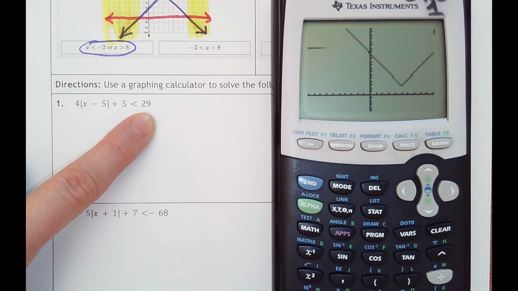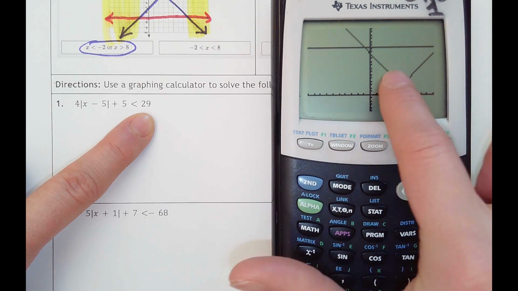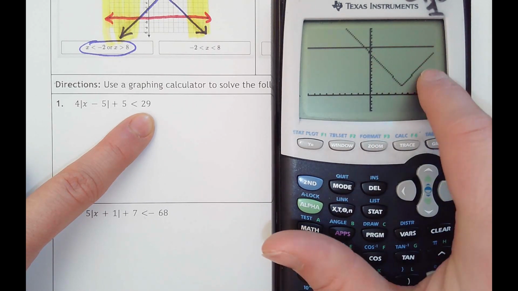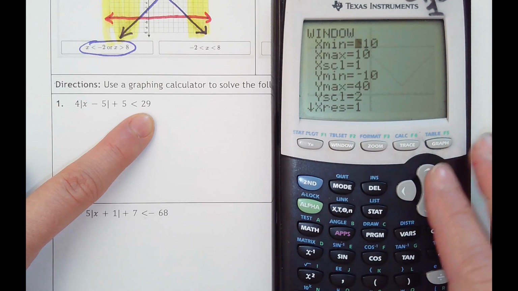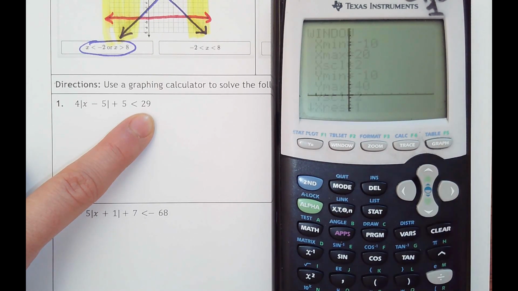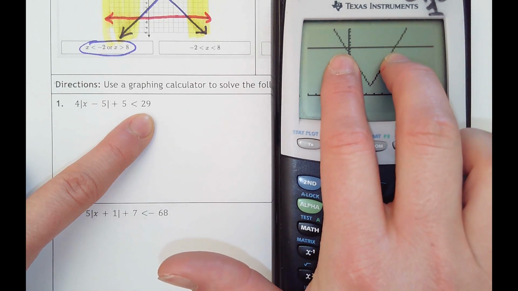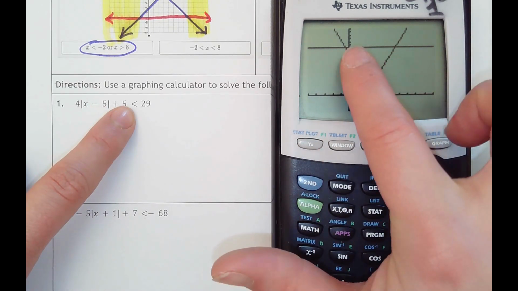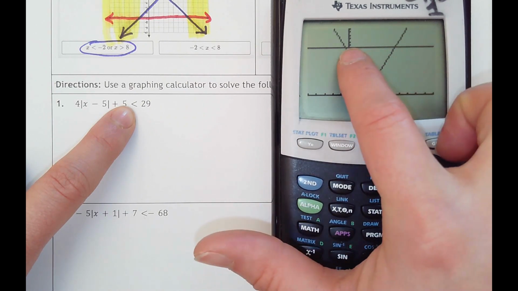There's my absolute value function, and then there's where y's are 29. We want to know what part of this graph is where y's are less than 29. I don't even know what this other side is, so I might go to window again and change my x max to 20. Let's count by 2s and see if that gets it. And it does. So I need to know where these two lines intersect, and I see that my absolute value graph is below the line where it's between these two x values, so it'll be an and.